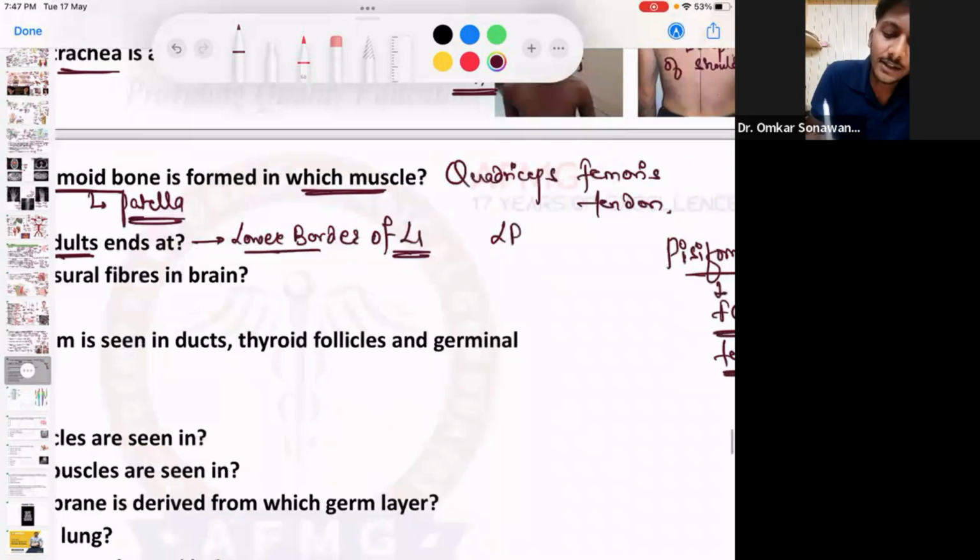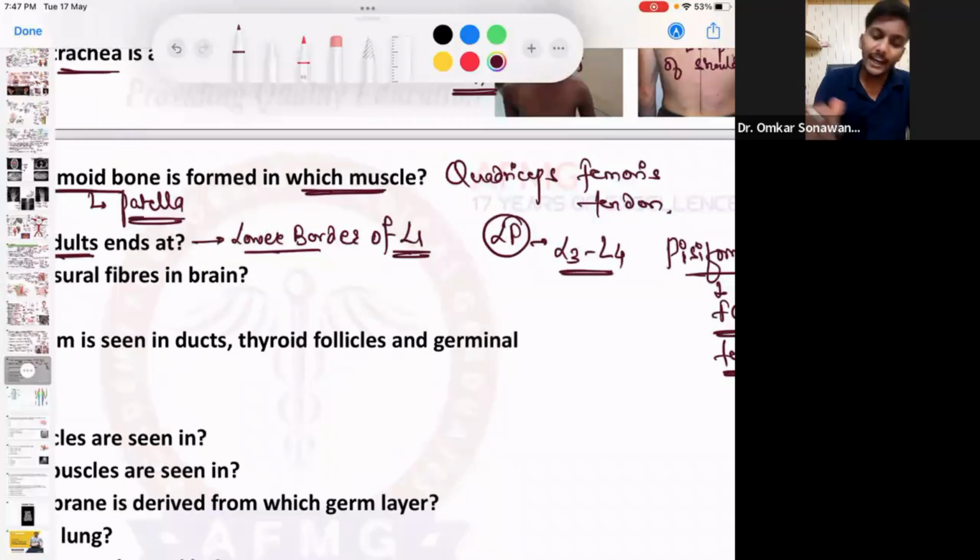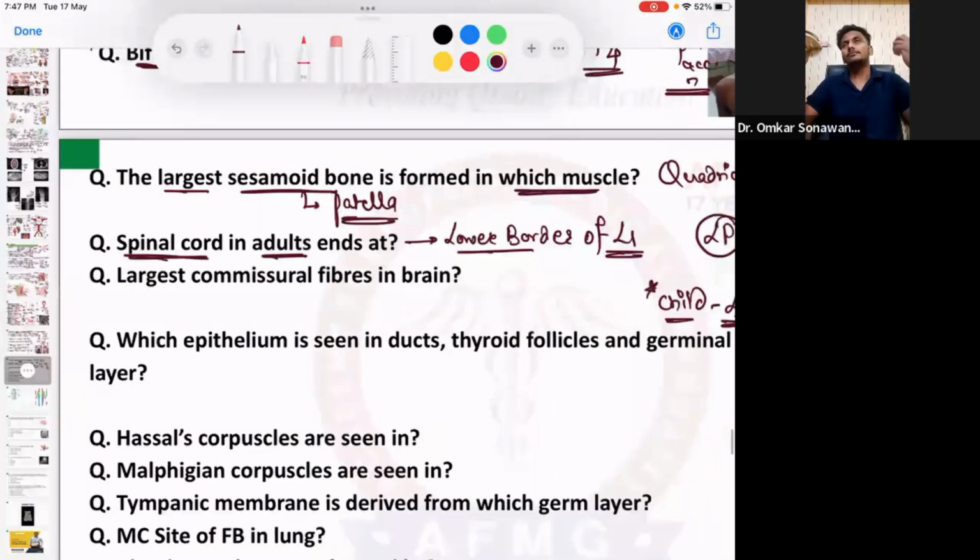Therefore, lumbar puncture in adults can be done at L3, L4. In children, the spinal cord usually ends at the upper border of L3, and therefore in children the lumbar puncture is performed at L4, L5. No issues with this. The collection of nerves which arises from the conus medullaris, the terminal part of your spinal cord, is known as cauda equina.